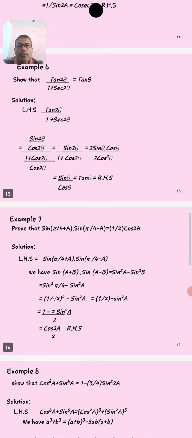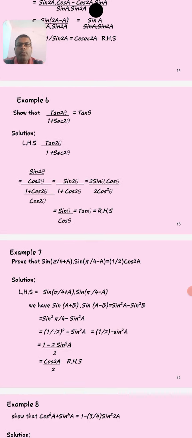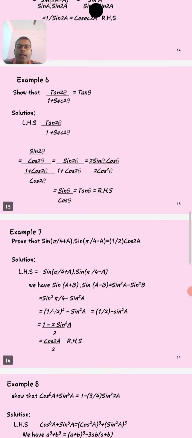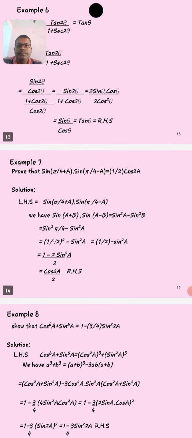Now apply the multiple angle formula. What is the sin 2 theta formula? 2 sin theta into cos theta by 1 plus cos 2 theta is equal to 2 cos square theta. Here numerator 2, denominator 2 cancel, the cos theta will be cancelled, we get sin theta by cos theta is equal to tan theta.